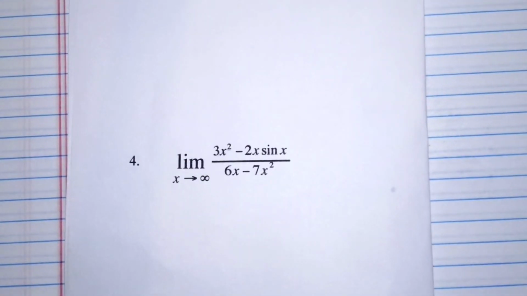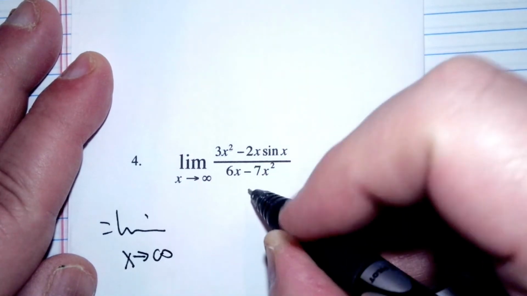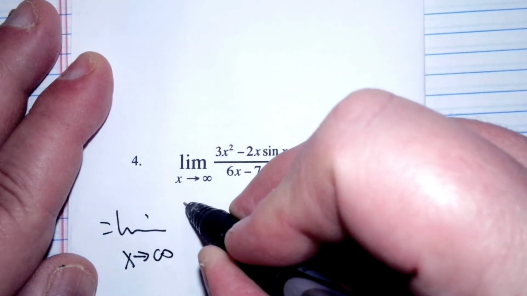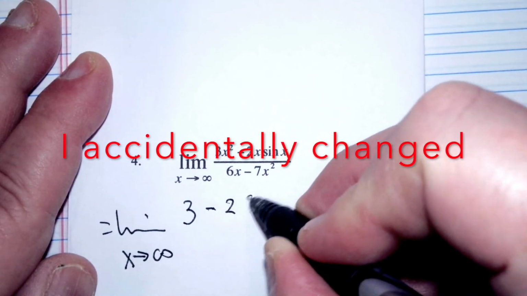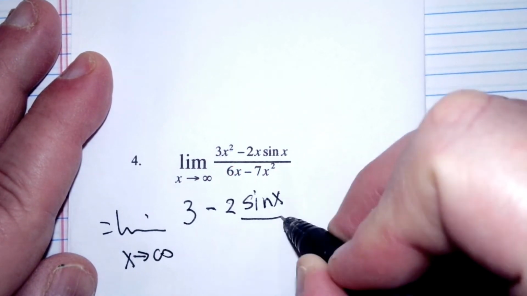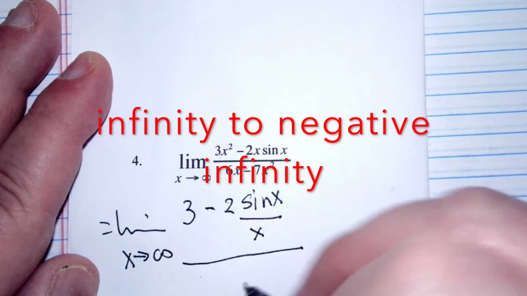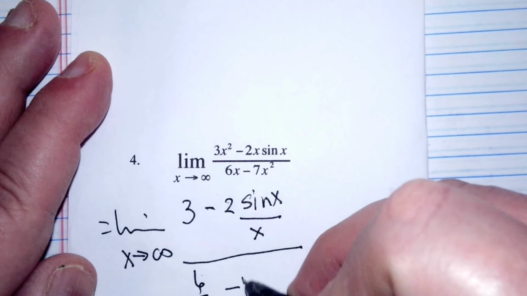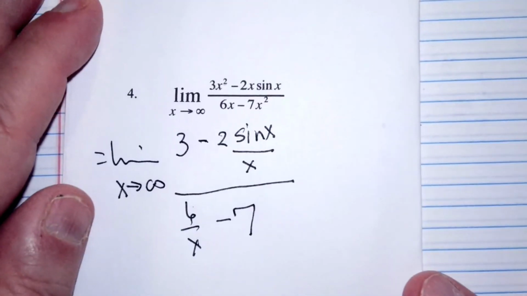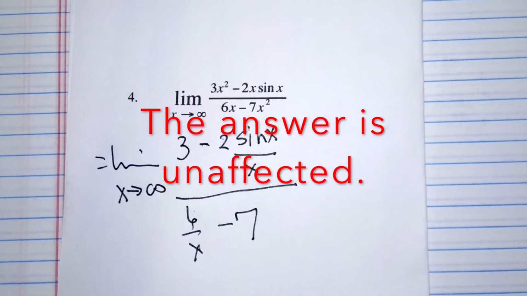And let's try one more of these. The limit as x tends to infinity of 3x squared minus 2x sine x divided by 6x minus 7x squared. We're going to divide everything by x squared. So if we divide everything by x squared, we're going to get 3 minus 2 sine x over x divided by 6 over x minus 7. I hope you see where that comes from.